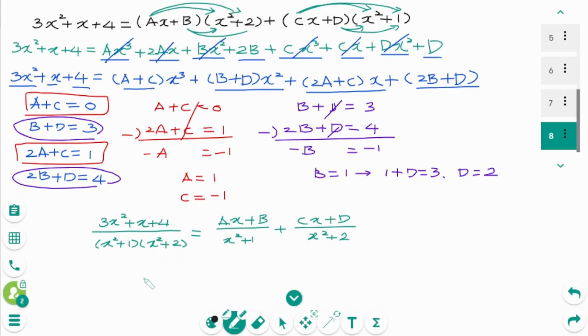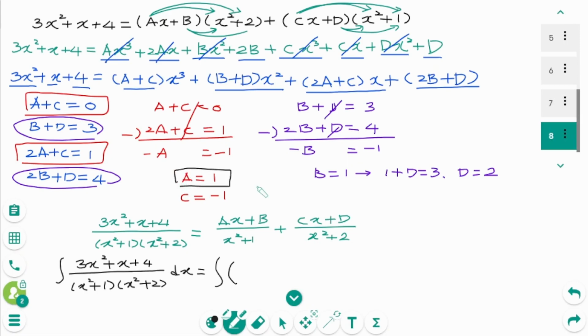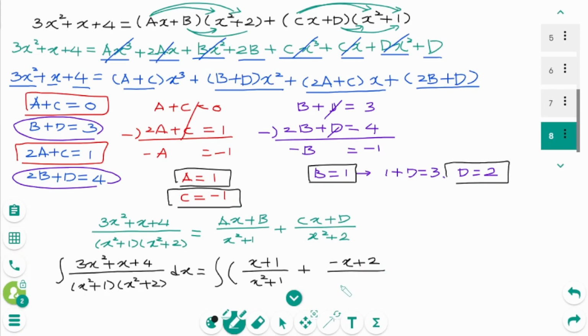From here, we can conclude that the integral of 3x squared plus x plus 4 over x squared plus 1 times x squared plus 2 dx equals the integral of ax plus b, a is 1, b is 1, then x plus 1 over x squared plus 1, plus cx plus d, c is minus 1, d is 2, these two, then minus x plus 2 over x squared plus 2, then dx.